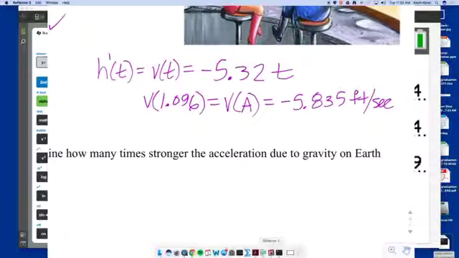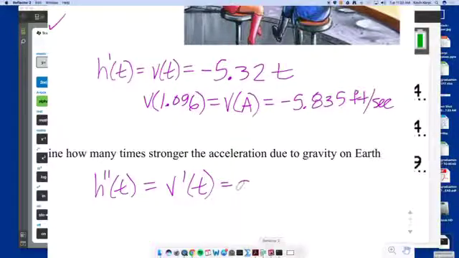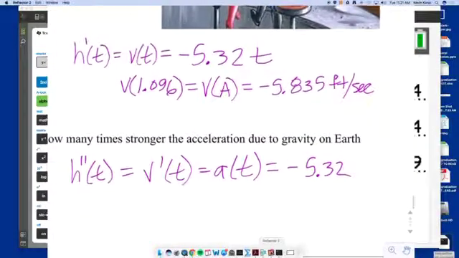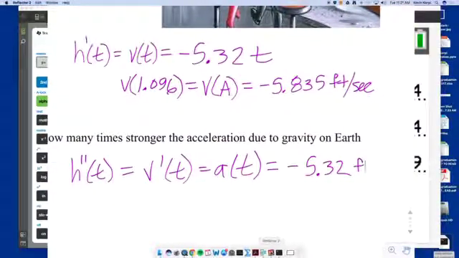Very good. I could take the second derivative of my position function, which ends up being the first derivative of my velocity function, which I'll call a of t, the acceleration function on the moon for falling objects at or near 6 feet. And that's negative 5.32, and that would be what units? Feet per second squared. That's the gravitational constant, little g, on the moon. What is it for planet Earth?